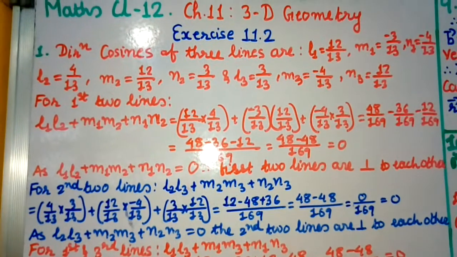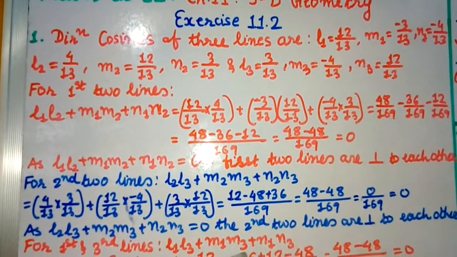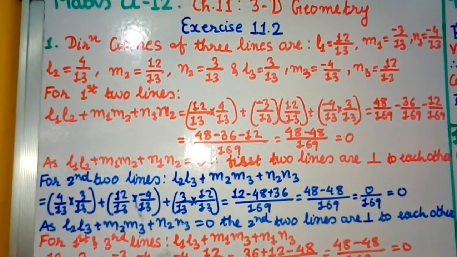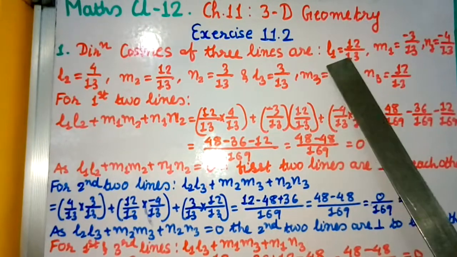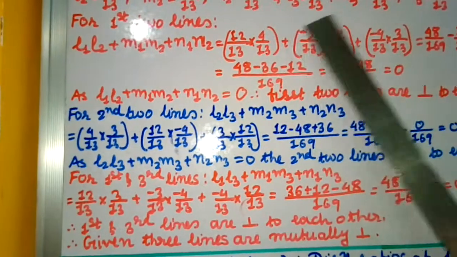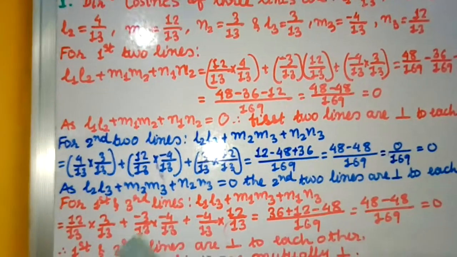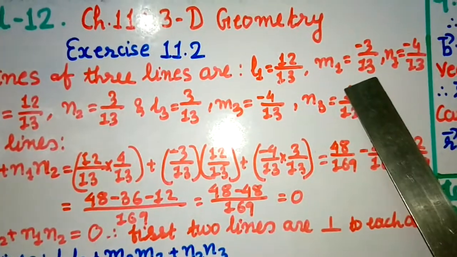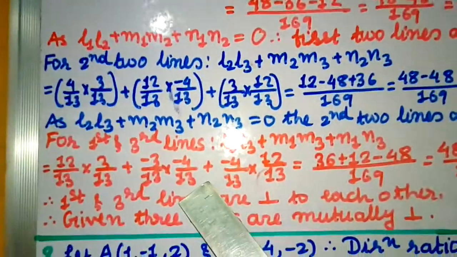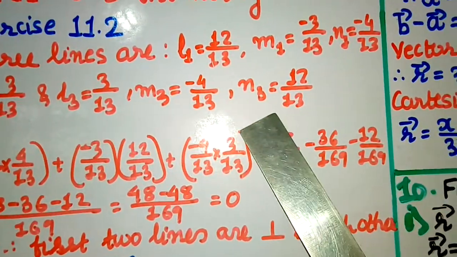Now we shall check for the first and the third lines. So L1L3 plus M1M3 plus N1N3. Okay, so let us place the values. L1 is 12/13, so I put here 12/13, and L3 is 3/13, so put 3/13, plus M1. M1 is -3/13 and M3 is -4/13, so place the values. Then N1 is -4/13 and N3 is 12/13.